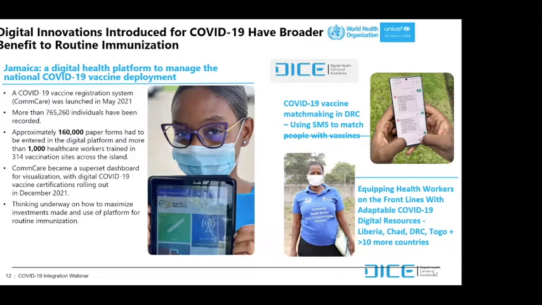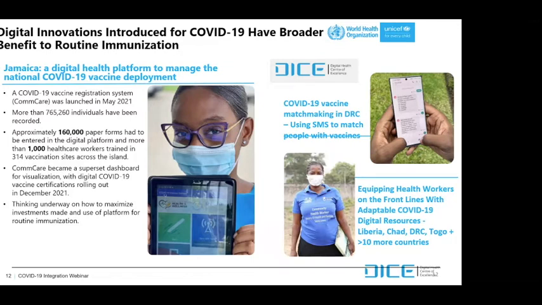Jamaica is an example. They have a digital health platform to manage the national COVID-19 vaccine deployment. This is basically the COVID-19 vaccine registration system, which is ComCare, launched in 2021. More than 765,000 individuals have been recorded so far. Over 100,000 paper forms have been entered into the digital platform. Thousands of healthcare workers are trained. It's now a kind of Superset dashboard for visualization. Digital COVID-19 vaccine certifications were rolled out as of December 2021. So also with this, we are thinking how to maximize the investments for routine immunization.